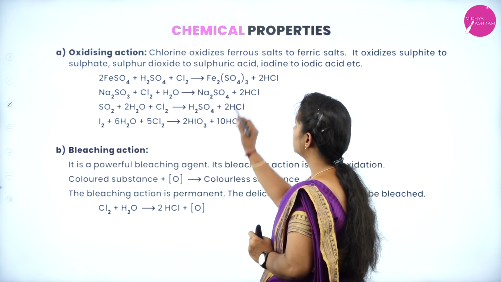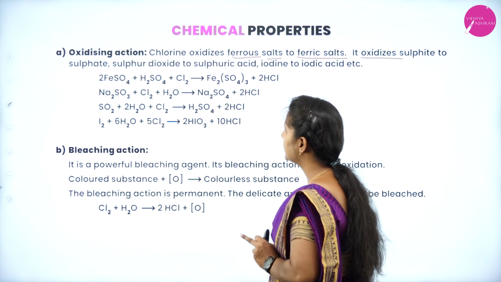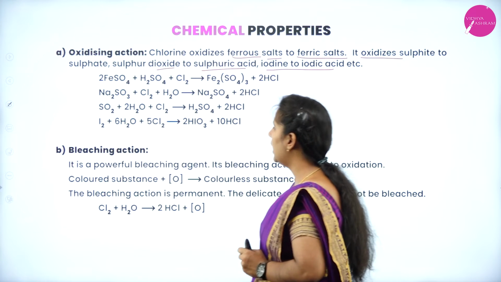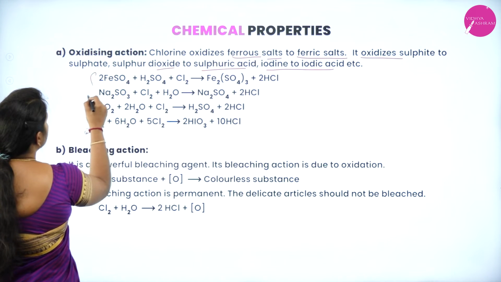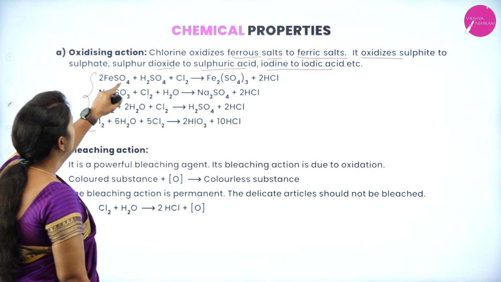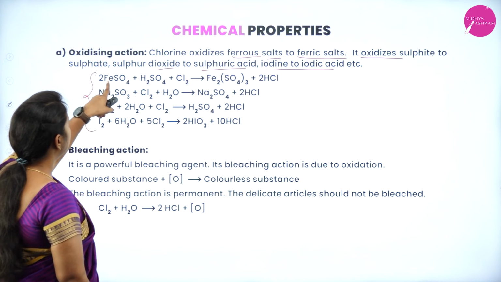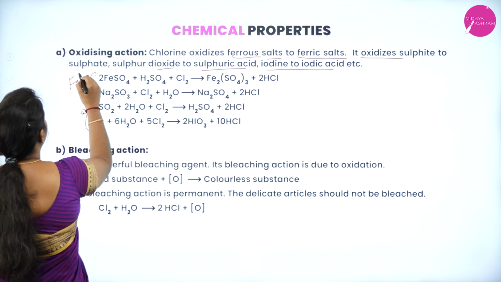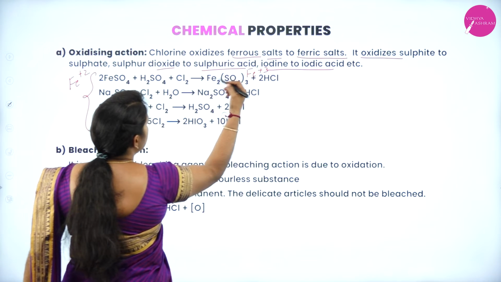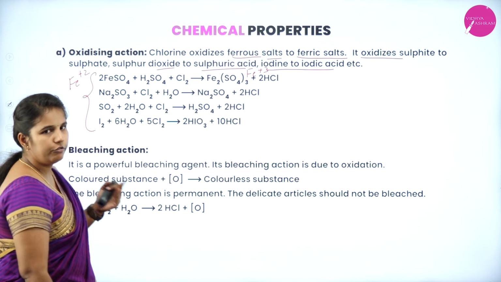The chlorine oxidizes the ferrous salts to the ferric salts, and it oxidizes the sulfite to the sulfate, sulfur dioxide to the sulfuric acid, and iodine to the iodide. You can see how it acts like an oxidizing agent in the following compounds. Here I have taken ferrous sulfate, which is allowed to react with sulfuric acid in presence of chlorine gas. What does it form? Here the iron is present in +2 oxidation state, thereby it changes its oxidation state to +3. So it is an oxidizing agent and thereby it converts the ferrous salts to the ferric salts.